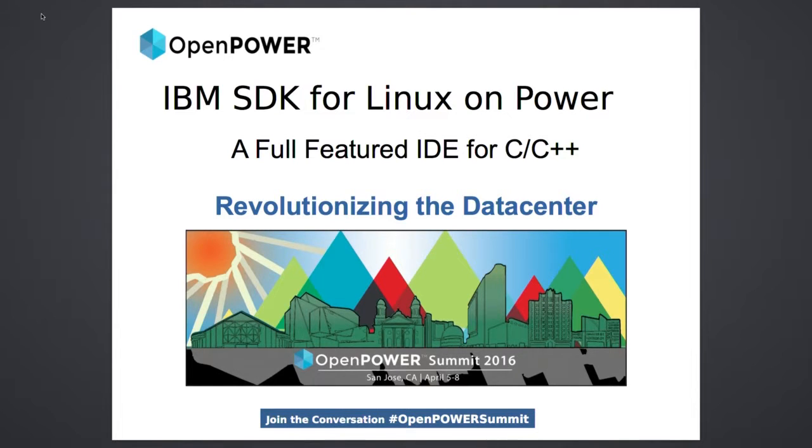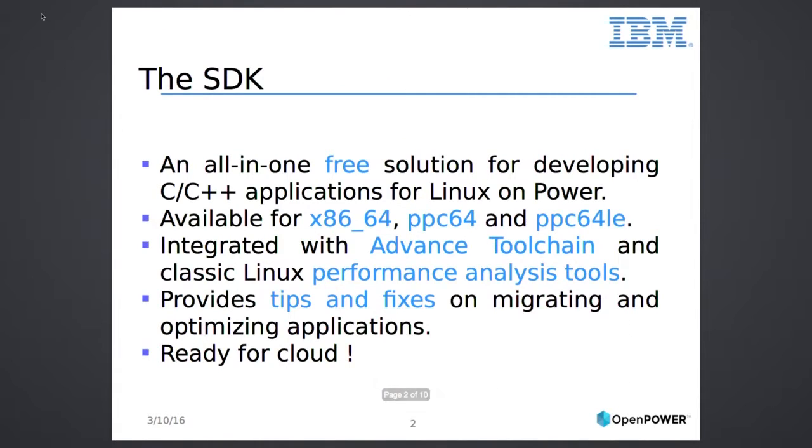And I'm here to talk about the SDK, which has a full feature IDE for those who are willing to port the application from X to Power or optimize for Power. So the SDK is a free of charge solution for Power. It is available for X, for Power Little Endian, for Power Big Endian. We integrated with advanced toolchain with a set of libraries and open source development tools and libraries that are optimized for Power. And also integrate with classic Linux performance tools like Valgrind, OProfile, and Perf.